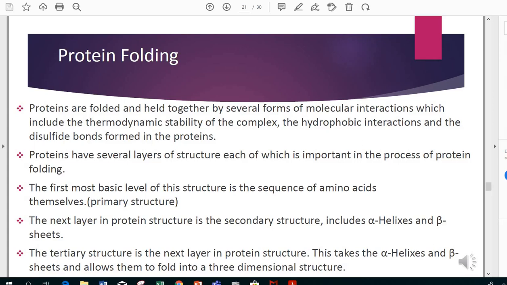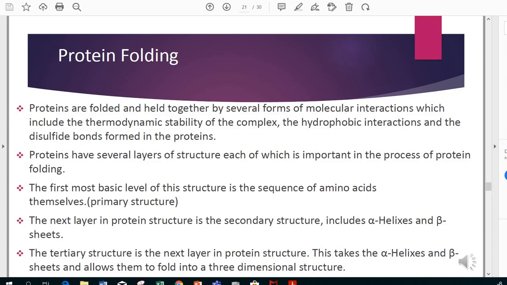The proteins are folded and held together by several forms of molecular interactions, which include thermodynamic stability of the complex, in which the hydrophobic regions tend to be in the interior of the protein and hydrophilic regions tend to be on the surface of the protein. This will make the protein molecule have the most stable thermodynamic structure.